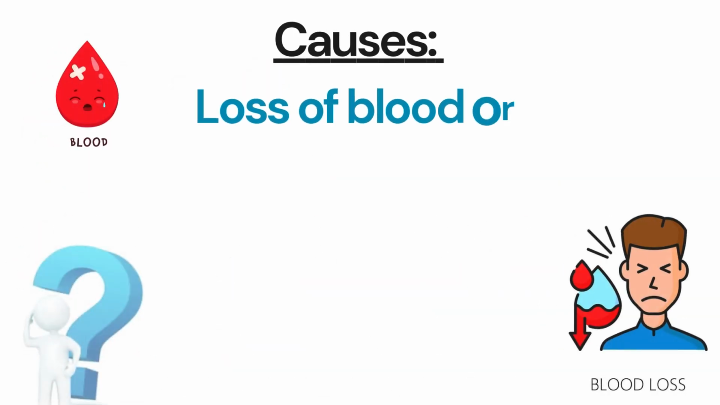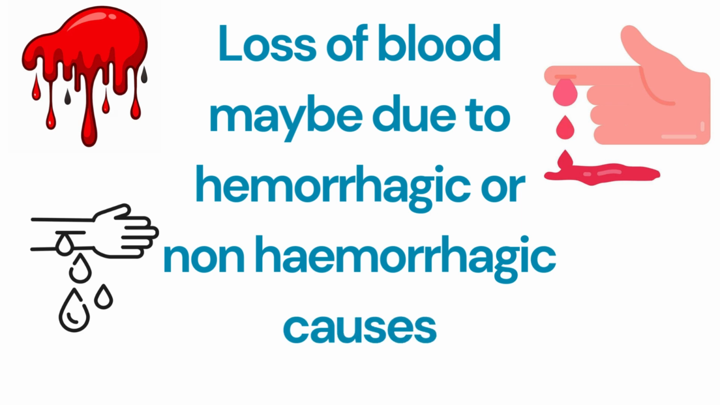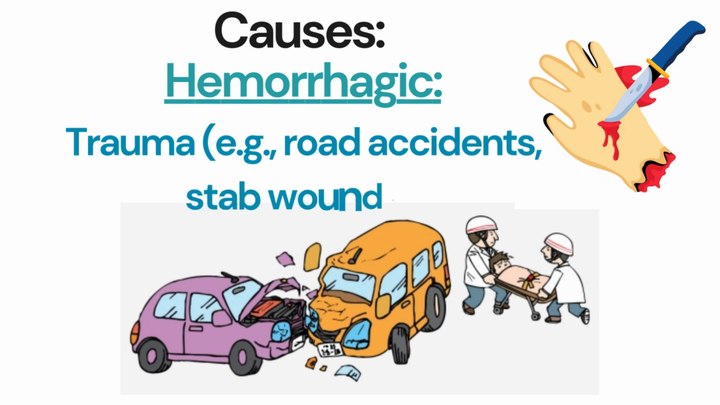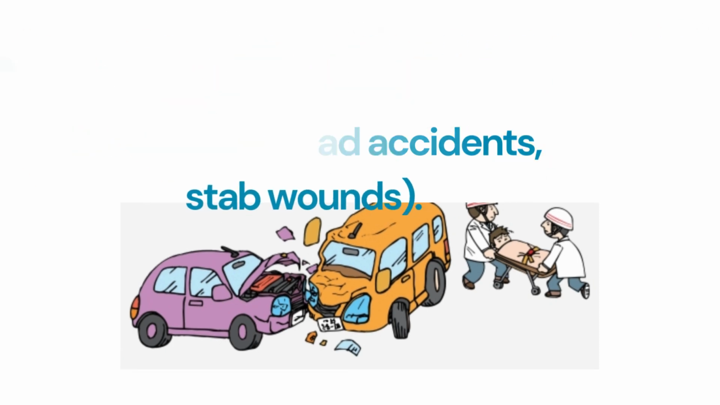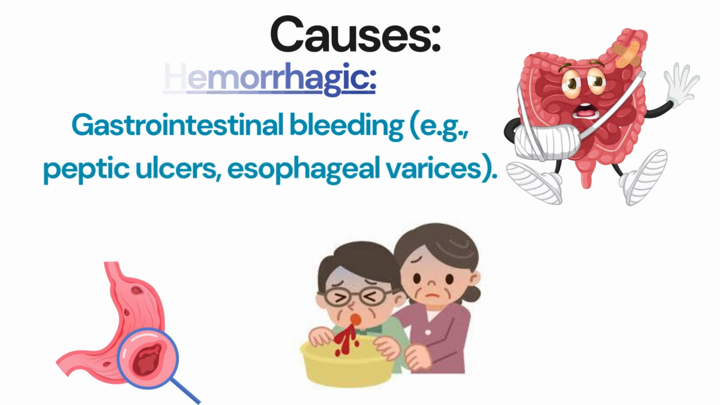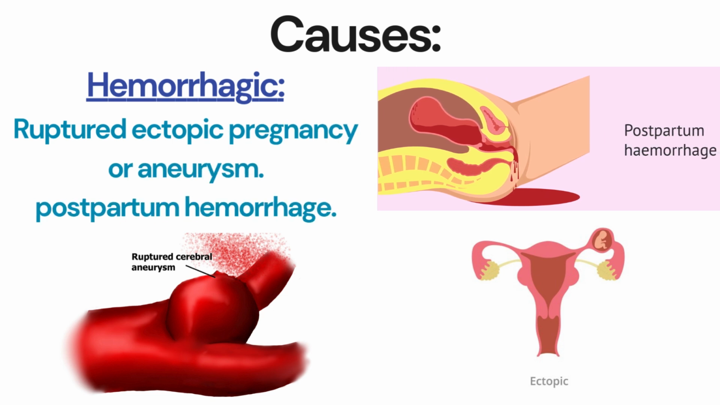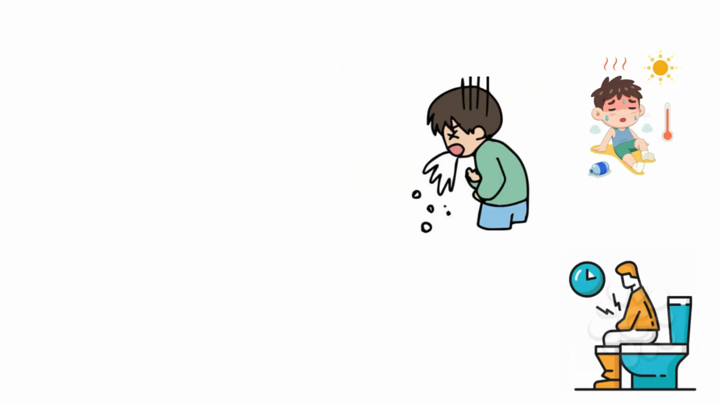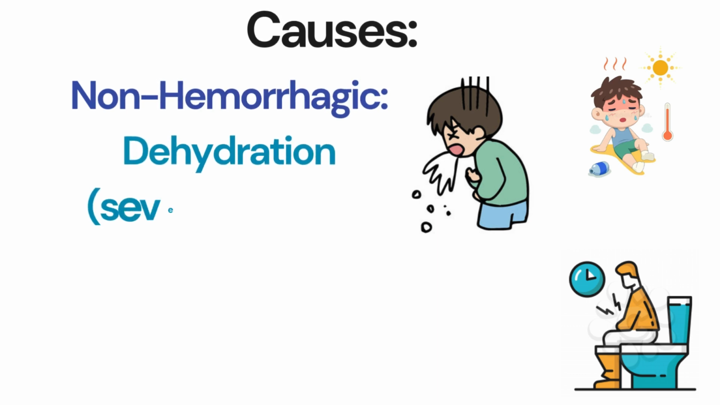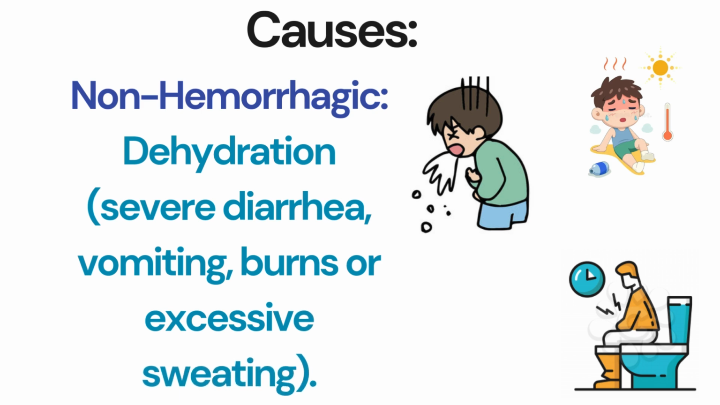Causes: loss of blood or fluids resulting in reduced circulating blood volume. Loss of blood may be due to hemorrhagic or non-hemorrhagic causes. Hemorrhagic causes include trauma, e.g. road accidents, stab wounds. Gastrointestinal bleeding, e.g. peptic ulcers, esophageal varices. Ruptured ectopic pregnancy or ruptured aneurysm. Postpartum hemorrhage. Non-hemorrhagic causes include dehydration, severe diarrhea, vomiting, burns, or excessive sweating.